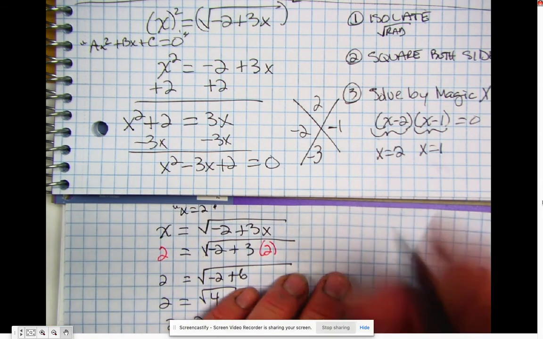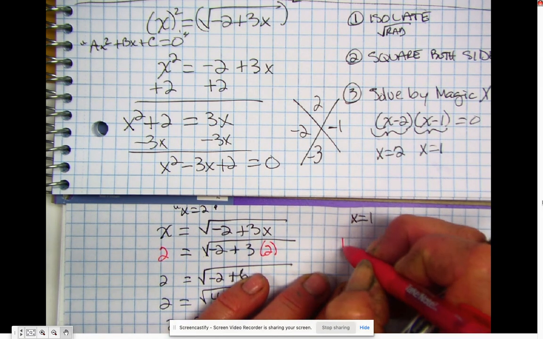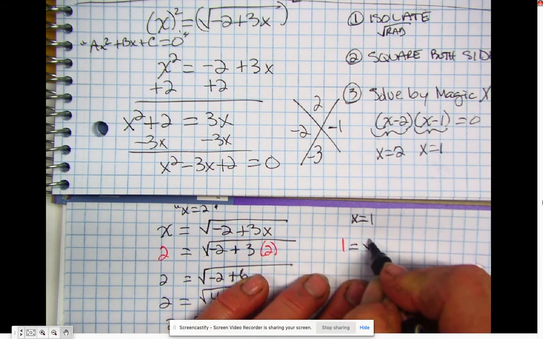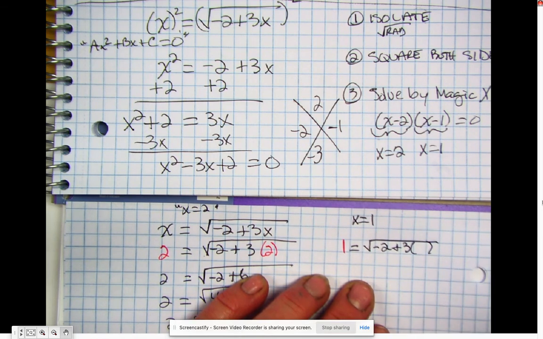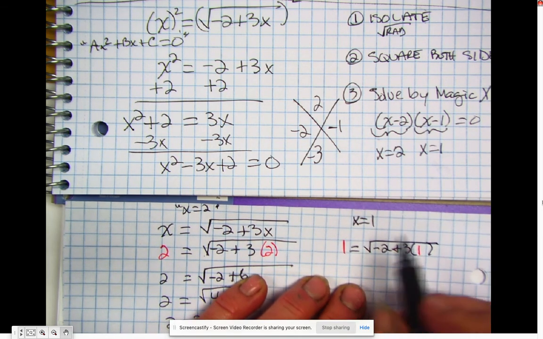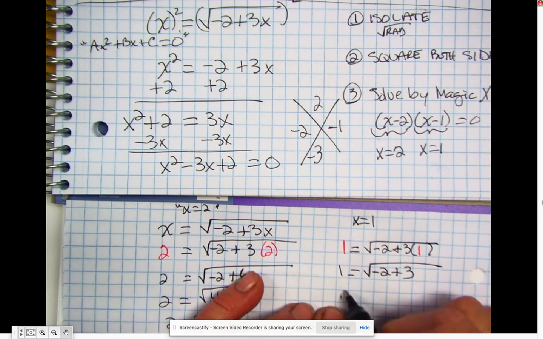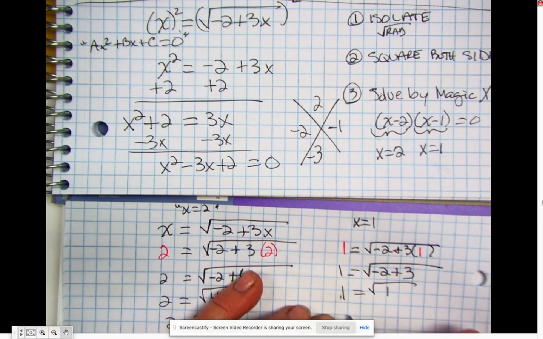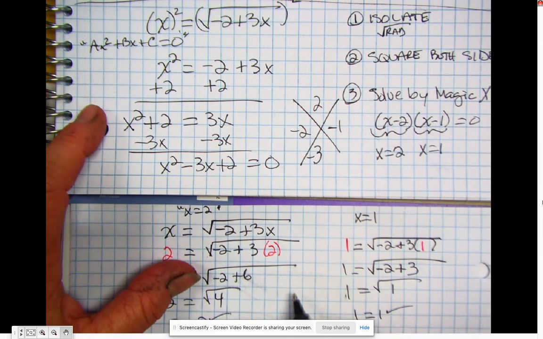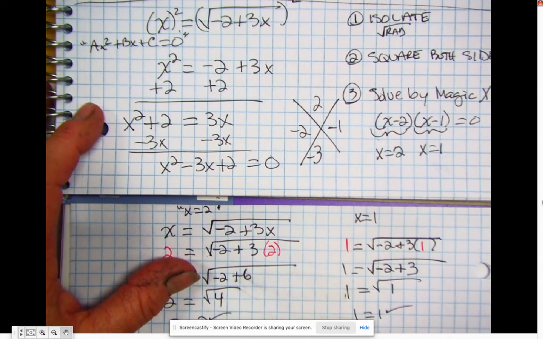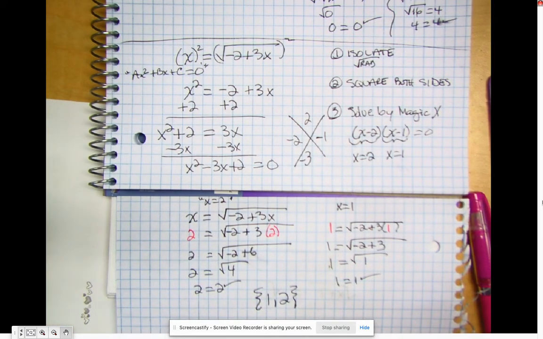Now let me try the 1. Sometimes they don't both work. I'm kind of hoping this one doesn't, so at least I gave an example of one where both of them didn't work. Some of you can do this in your head like on a test, but right now I'd like to see your work on it. You can do the check pretty quickly. Negative 2 plus 3. Actually, this one checks out. 1 is equal to square root of 1. 1 equals 1. Okay, both of my answers checked out. So my final answer is 1, 2 in braces. That's your final answer. Okay, I'm going to stop sharing.